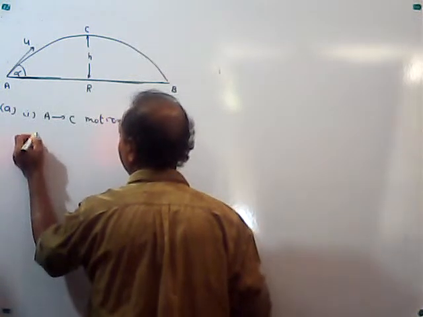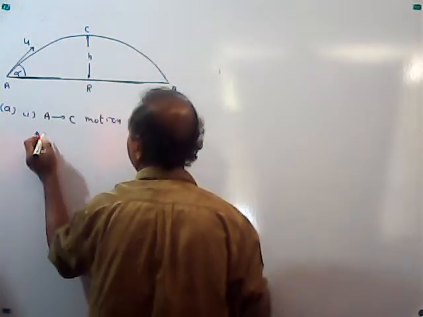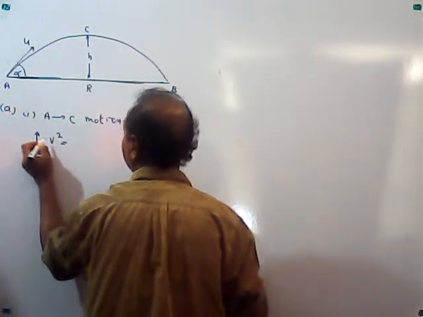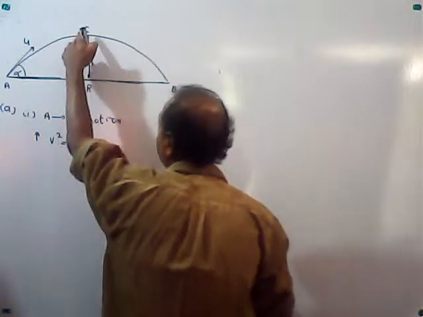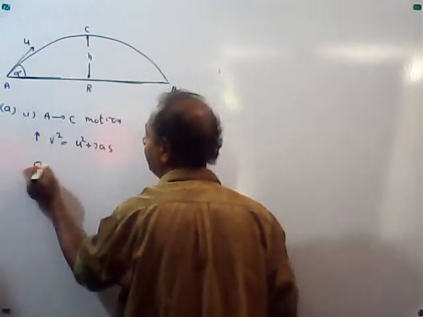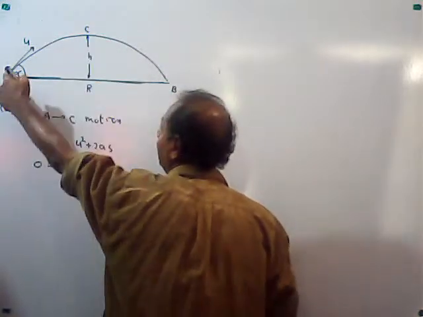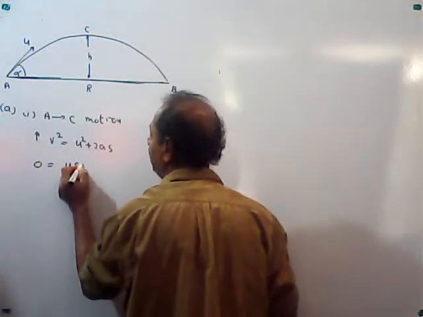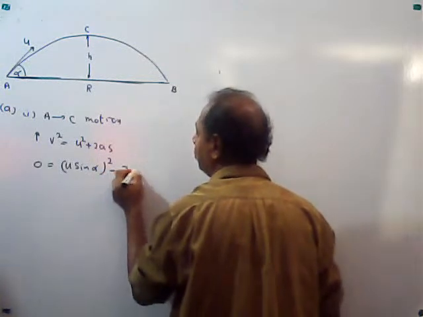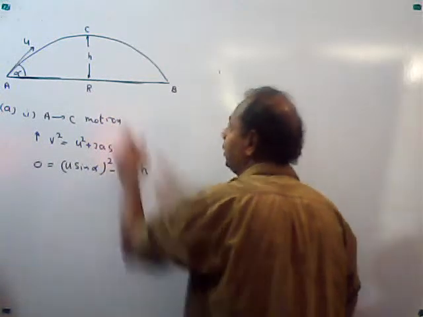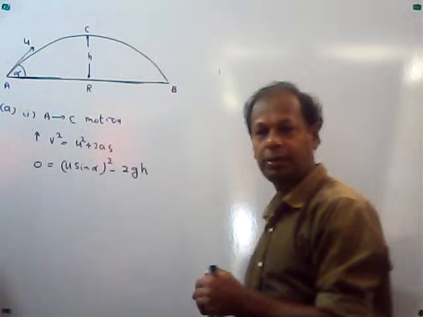Upwards, to find the maximum height, we apply v squared equals u squared plus 2as, upwards, v is 0 at C. At the beginning, it is u sine alpha, and square of that, minus 2gh. h is the height that we need to find.